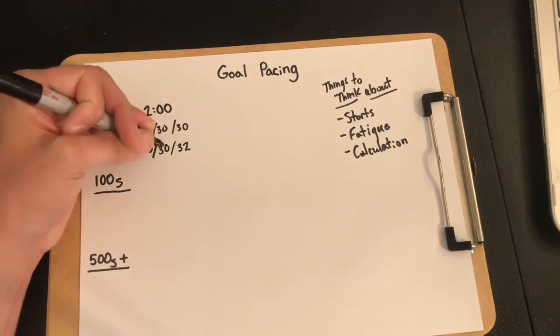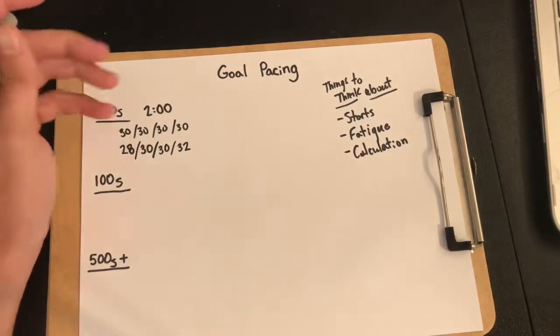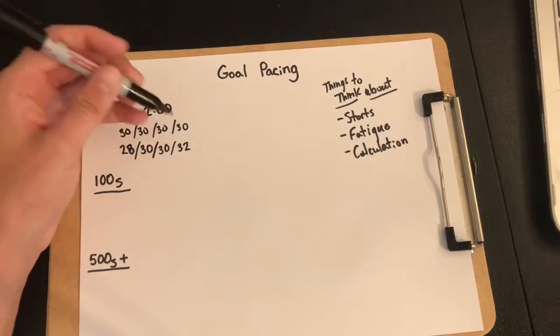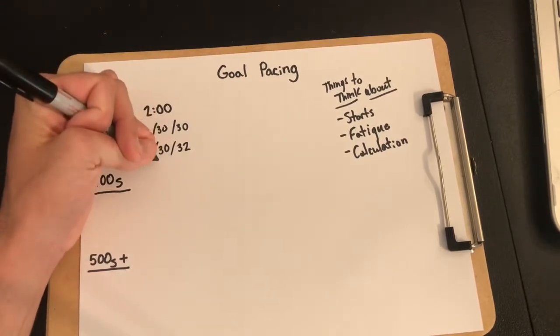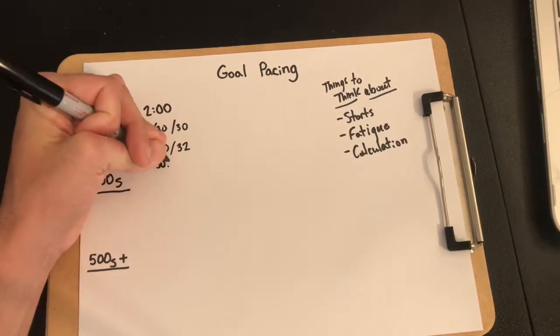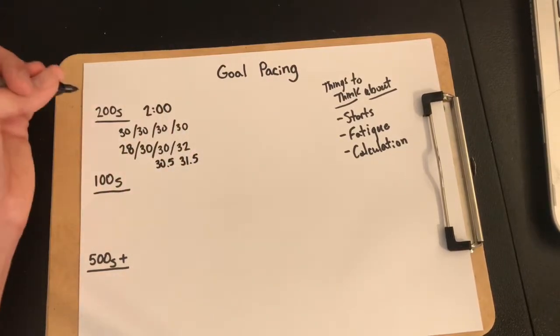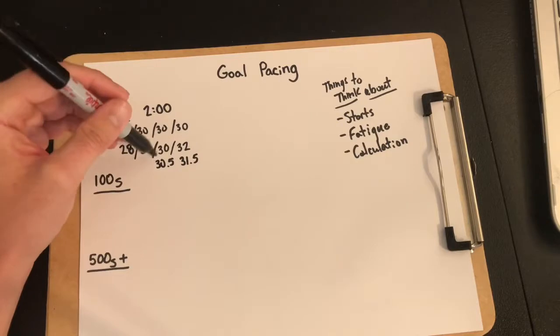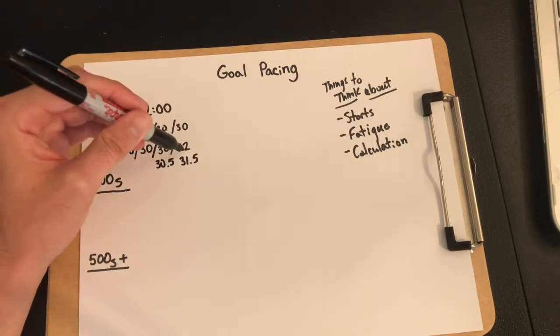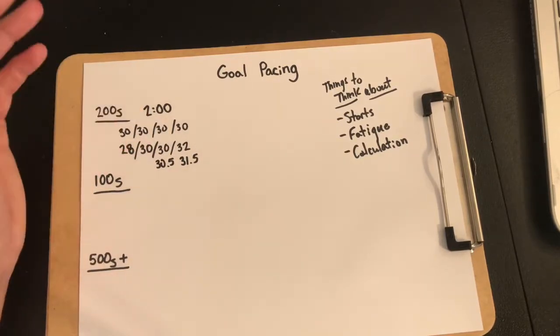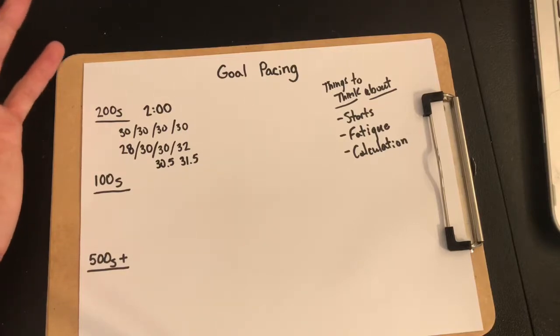So 28, 30, 30, 32. There can be some slight variation. If you're really nitpicking, you could go with a 30.5 and a 31.5, which would still even out to 2 minutes. You're just adding a half second to this one and subtracting a half second to this one. That's perfectly fine as well.